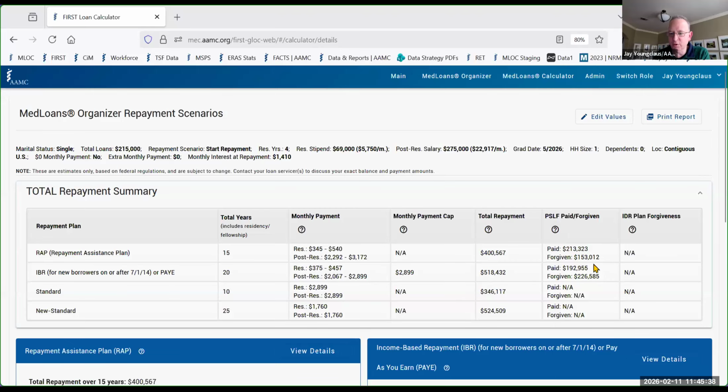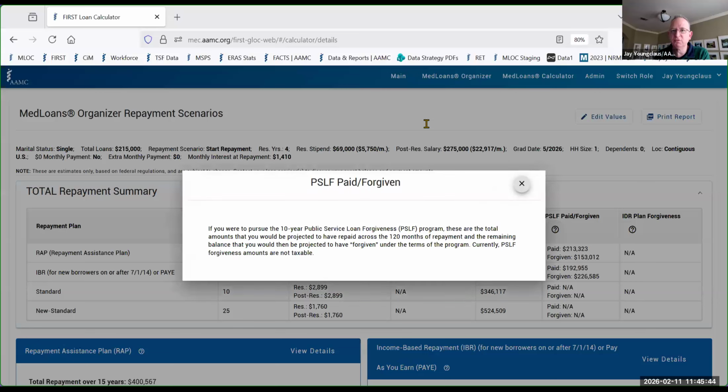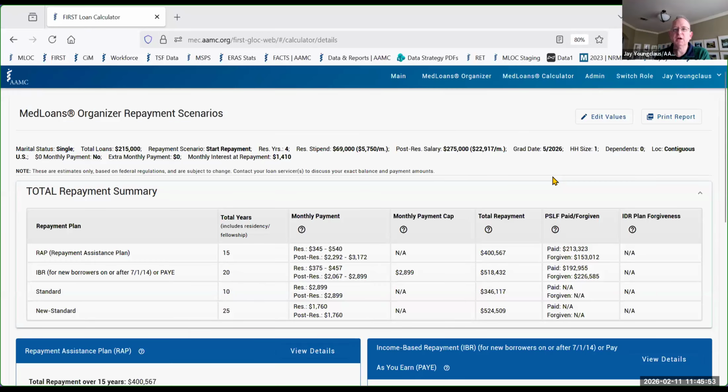So Jonathan is highlighting, hey, 153, 226, what does that do for my taxes? Nothing for your taxes. There really is no concern. And it was mentioned right here under this little help text: currently, forgiveness amounts are not taxable. And that has been a durable feature of this plan since it was created. So nice detail to keep in mind about PSLF.